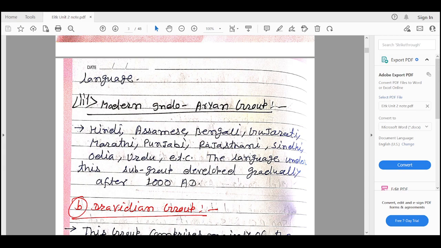So this is the first language family. The second one is the Dravidian group. This group comprises mainly the languages spoken in the southern part of India. The key point is that the languages of the southern part of India are part of the Dravidian group.